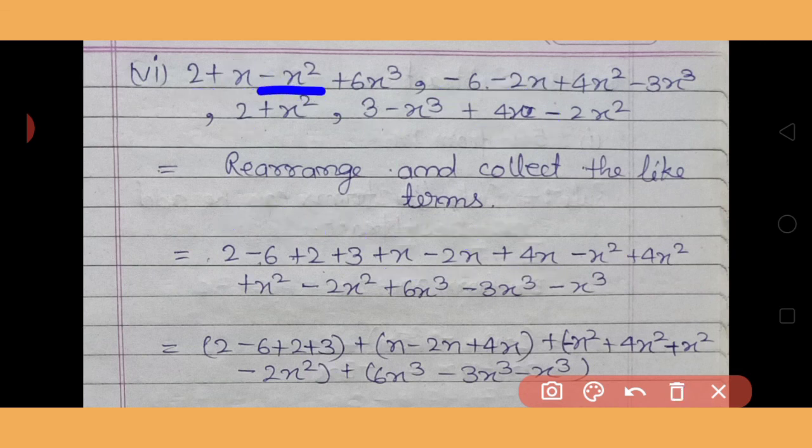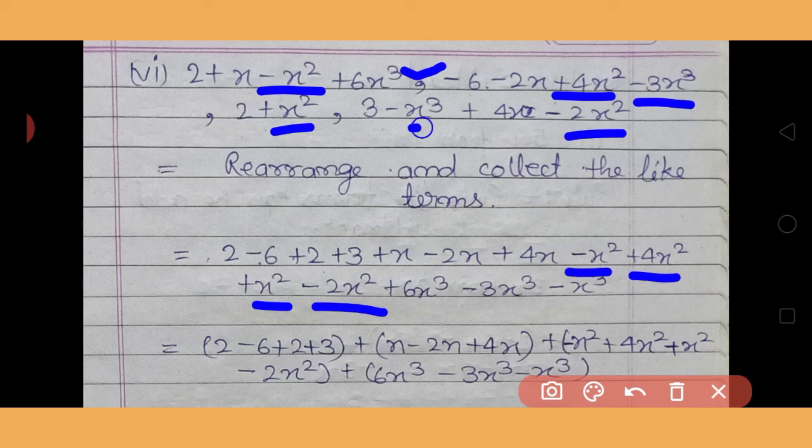Firstly, minus x square is given: minus x square plus 4x square plus 4x square... and 2x square minus 2x square is equal to minus 2x square. Now we will write the cubes, 6x cube minus 3x cube and minus x cube, together.